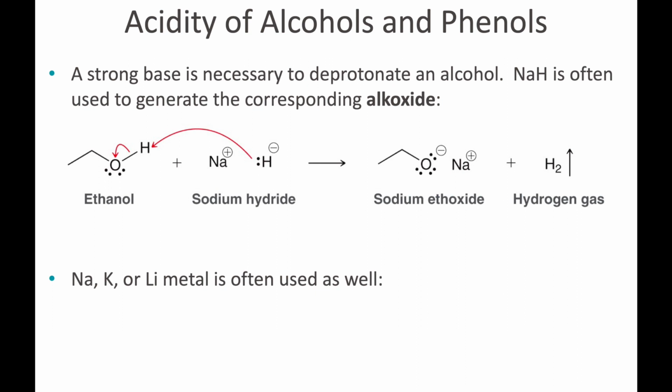And the product of that is what we call an alkoxide. So an alkoxide is basically the alcohol that has been deprotonated. So in this case, the ethanol becomes an ethoxide. And as a byproduct of that, hydrogen gas is evolved. Another way to create that alkoxide is throwing ethanol into a pure metal like sodium, potassium, or lithium. And in the same way, the product of that is an alkoxide, and the byproduct is the hydrogen gas that evaporates.